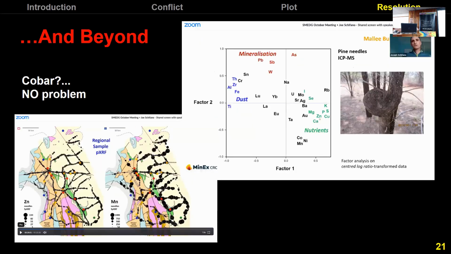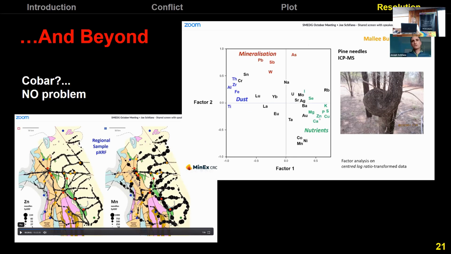What they did see was that when you have deposits, you will often find anomalies for certain metals, some better than others. So this is zinc, manganese down on the bottom. Actually, the best ones were things like tungsten, lead, arsenic, and a few others. That's what this two-factor map is showing you. Things like lead, antimony, tungsten, and arsenic are pretty good indicators of mineralization if you're looking in cypress pines.